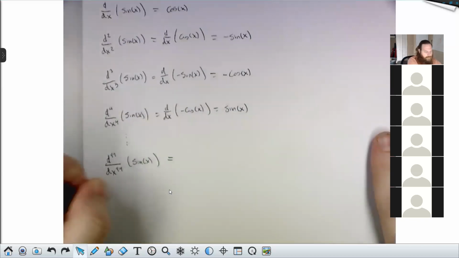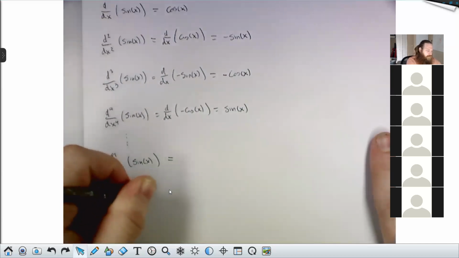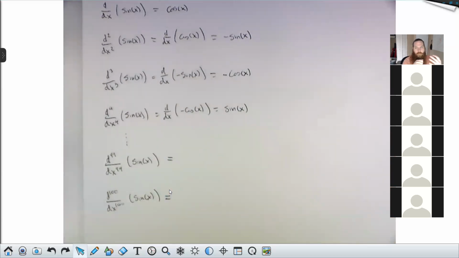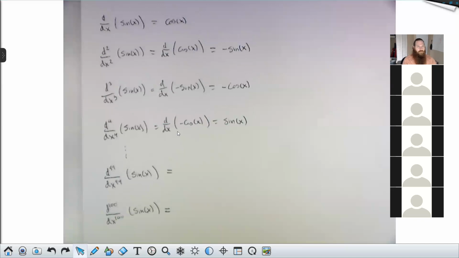Yeah, here, let me ask this first. This will be a little easier. 100 is divisible by four, isn't it? 100 is 25 times four. So if I wanted to differentiate the sine function 100 times, that means I'm going to run through this loop 25 times. Did everybody follow that?